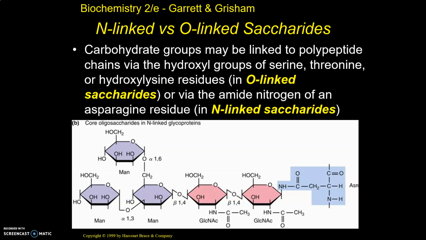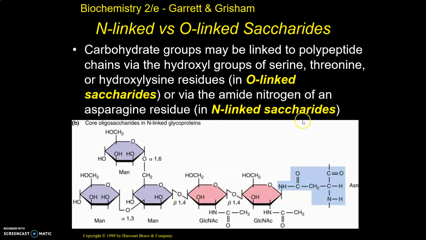Okay, so last week on Friday we were talking about how the O-linked saccharides are when we link carb groups to polypeptide chains via the hydroxyl groups of serine, threonine, or a version of an amino acid, hydroxylysine, where we've hydroxylated along the backbone. And I showed you a picture of this back when we talked about amino acids before. But now we're going to focus on N-linked saccharides, okay?